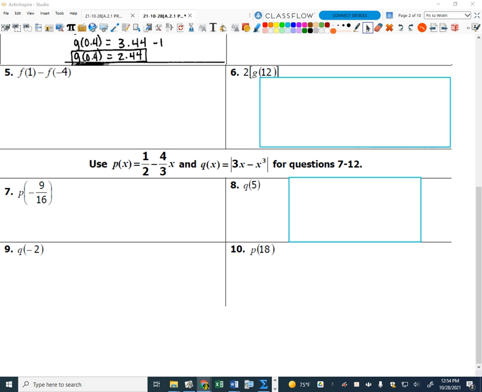Now you're just using Desmos, right? You don't have to do the math. Just use Desmos. We're doing number 7. Maybe some of you typed in the wrong function. Maybe you typed in Q instead of P or something. That's probably it. There it is.